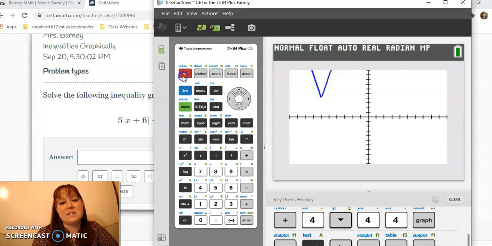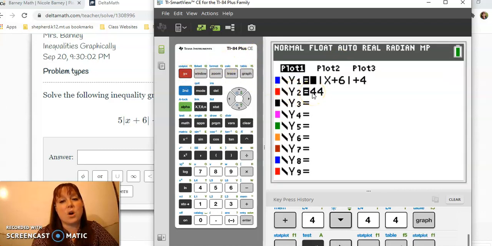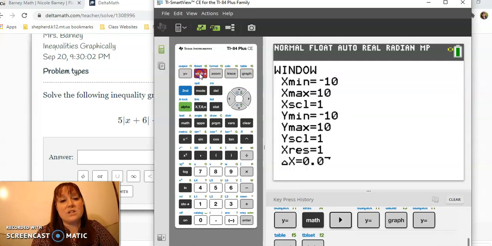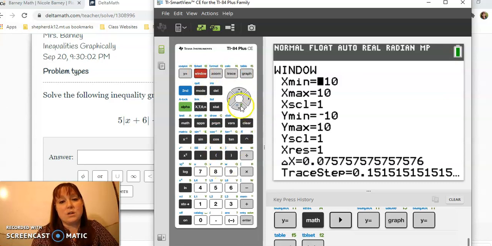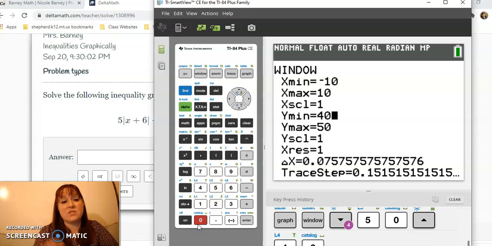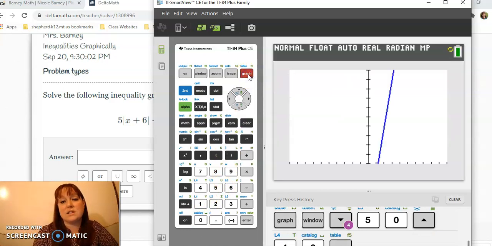Because think about it, this second function is 44. So where is that going to be? It's going to be y equals 44. It's going to be way up high, right? So let's go to our graph and let's change our window. So we're going to click window and we're going to do y max of 50. We're going to do a y min of 40. So we're going to just look at the function way up high by where they're going to cross.